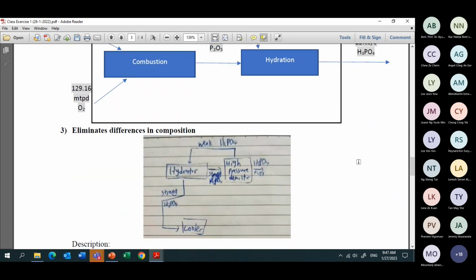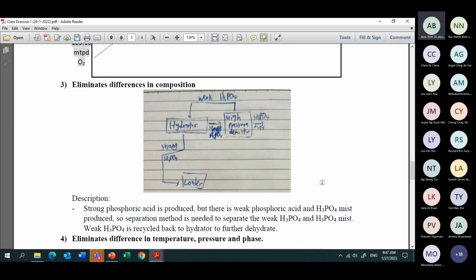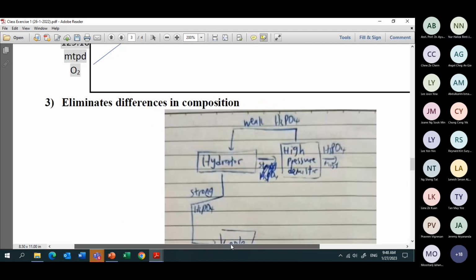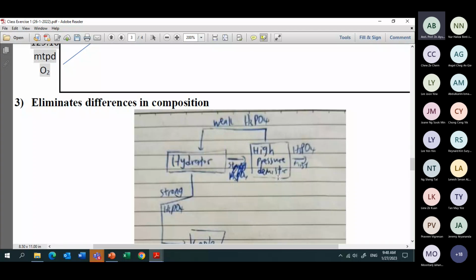Okay. Eliminate differences in composition. High pressure what here? Demister. That's high pressure demister. How it works? So that's like a flash drum basically. So from the hydrator we'll have the liquid. We'll have the strong acid. So the high pressure, it's actually high pressure drop demister. So it's basically a flash drum.